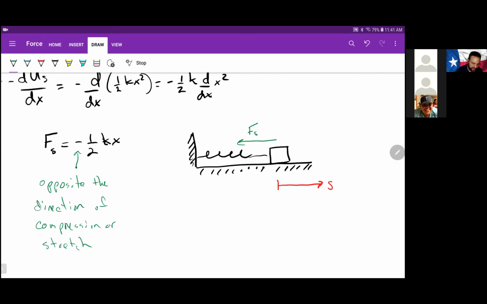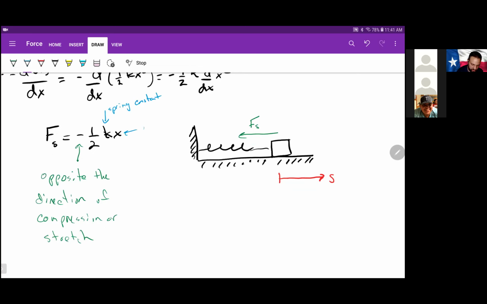And then we have the K, which is again just the spring constant. And then X is just the distance compressed or stretched.